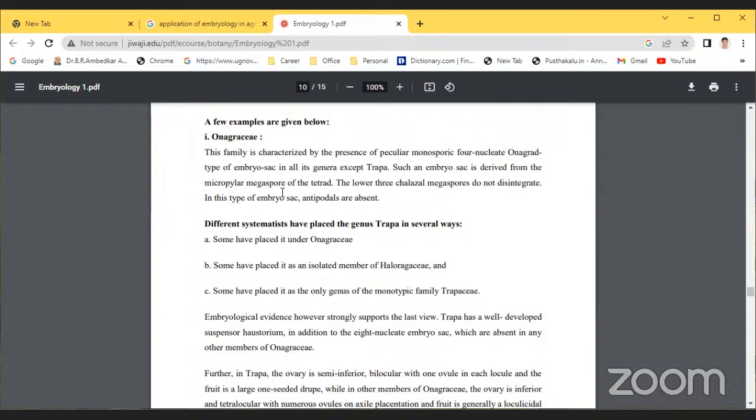Embryo sac: polygonum type in one, Oenothera type in the other. Endosperm: absent in one, present in the other. Embryo: Solanad type, Onagrad type. Suspensor: well-developed suspensor haustoria in Trapa, short and inconspicuous in Onagraceae. Cotyledons: one cotyledon is extremely reduced in Trapa; in Onagraceae, cotyledons are equal. Seed coat: testa multiplicative in one, not multiplicative in the other. Fruit: one-seeded drupe and loculicidal capsule. So these are the taxonomic evidences from embryology.